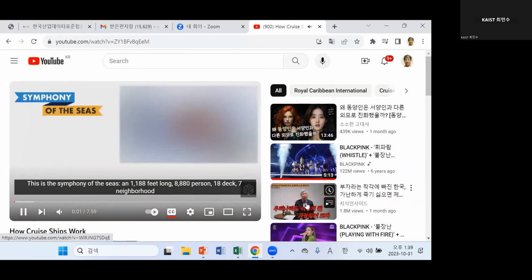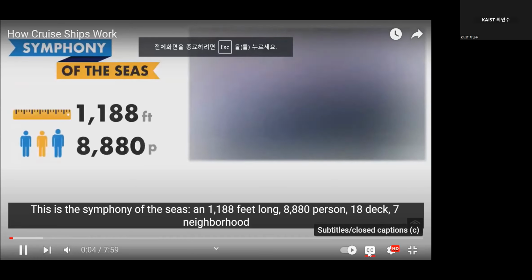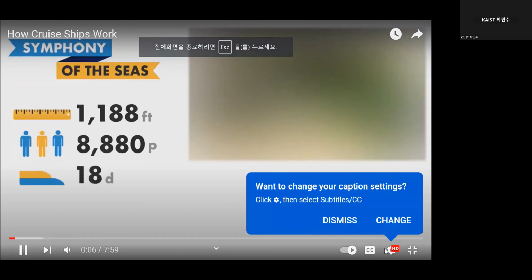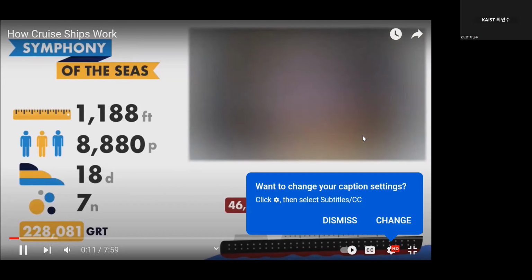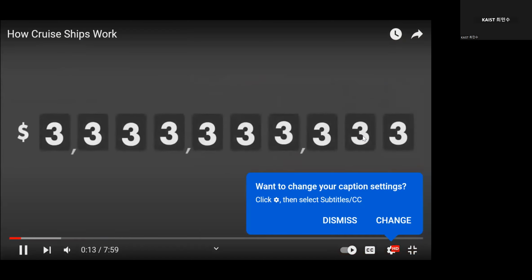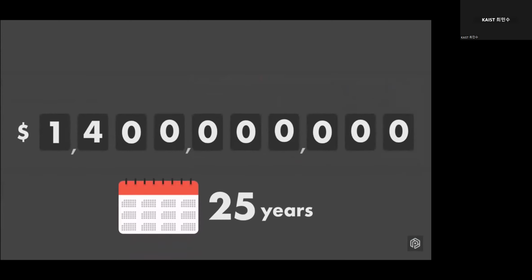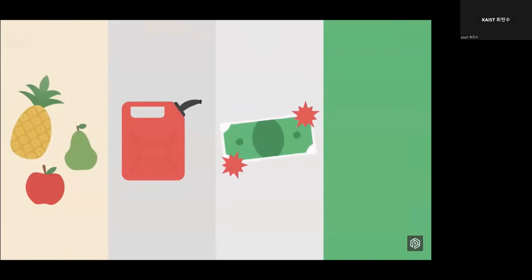This is the Symphony of the Seas, an 1,188 feet long, 8,880 person, 18 deck, 7 neighborhood beast of a cruise ship that makes the Titanic look like a kayak. It cost $1.4 billion, but cruise ships only last about 25 years. 25 years of constant cleaning and maintenance, plus an enormous amount of food, fuel, fees, and employees.